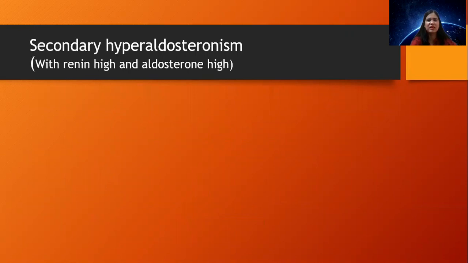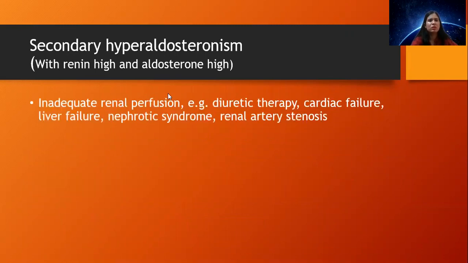First, we will discuss secondary hyperaldosteronism, in which the cause is extra adrenals or outside the adrenal gland. In this, the renin is high and aldosterone is also high. So, the first stimulus is inadequate renal perfusion, as we have seen in the earlier picture slide of normal physiology of aldosterone. The inadequate renal perfusion will lead to increased secretion of renin, and increased secretion of renin will lead to increased secretion of aldosterone.